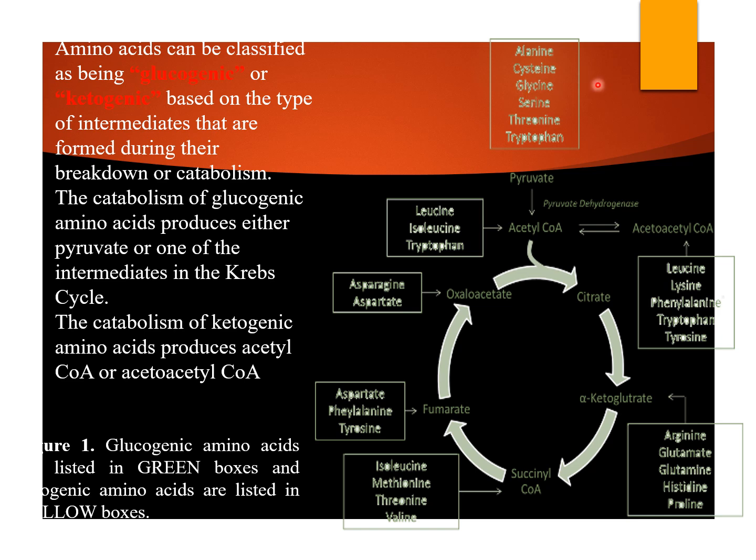Alanine, cysteine, glycine, serine, threonine, and tryptophan end up in the formation of pyruvate. Aspartate, phenylalanine, and tyrosine have metabolic intermediates that can form fumarate. Isoleucine, methionine, and threonine form succinyl CoA. Similarly, arginine, glutamine, glutamate, histidine, and proline form alpha ketoglutarate.